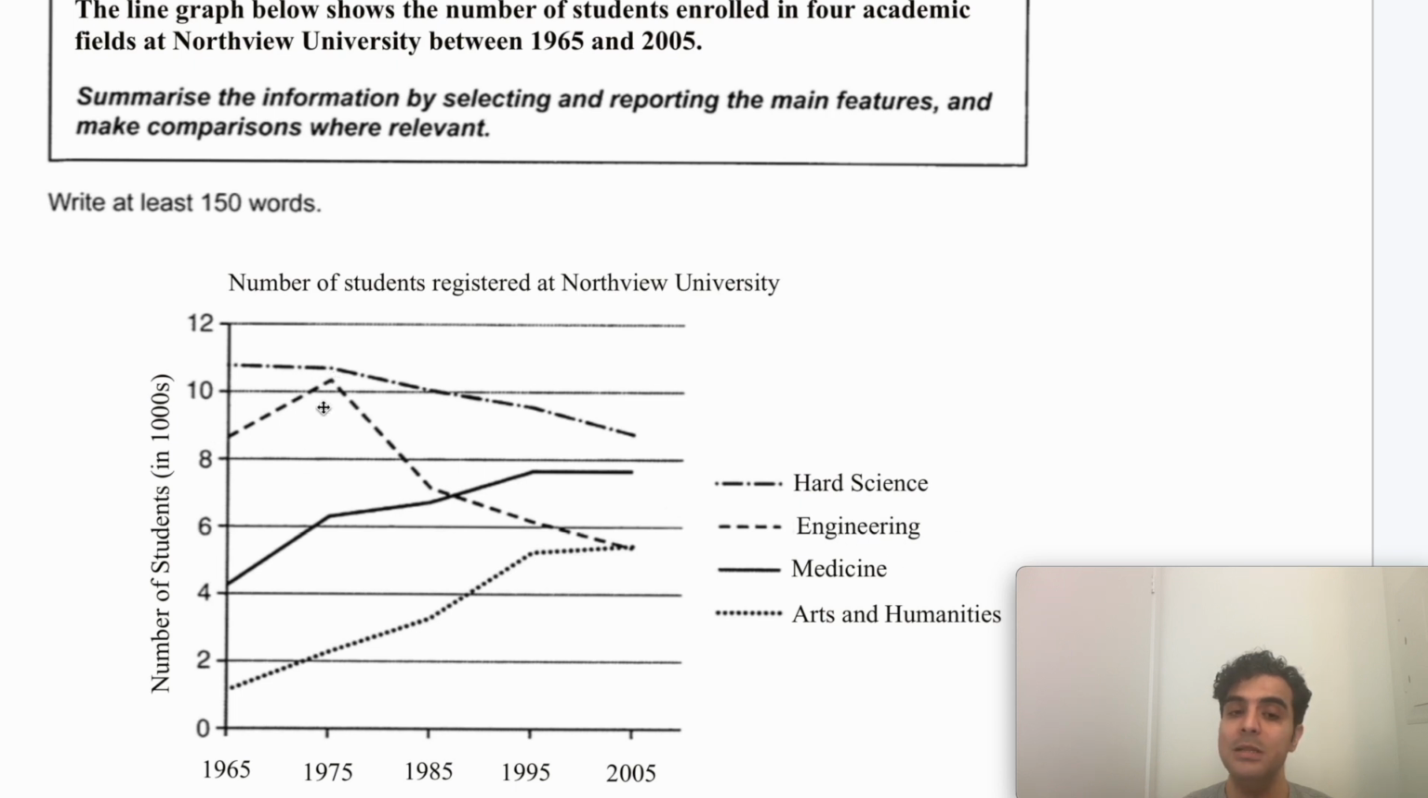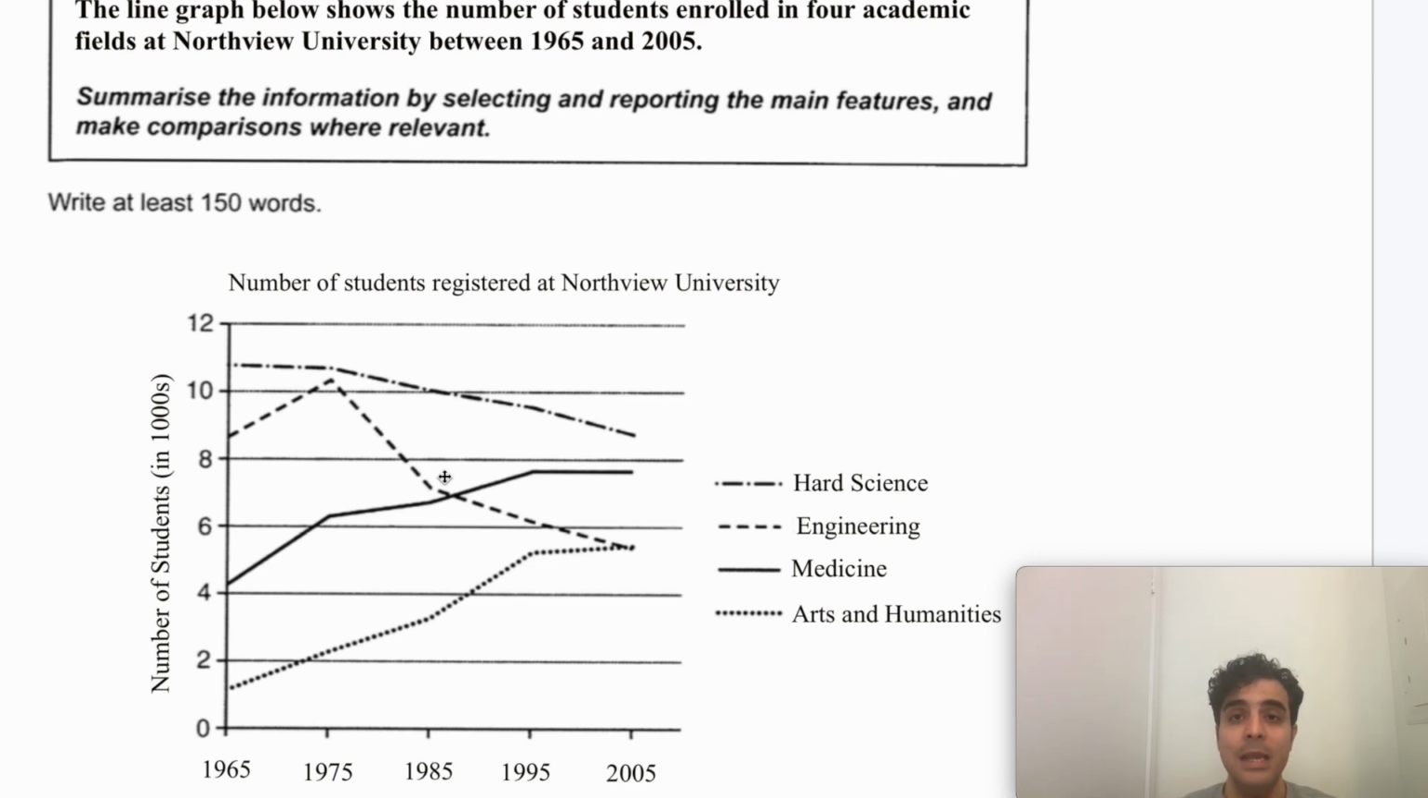Well, it increased from 1965 to 1975. How much did it increase? It increased from over 8,000 to over 10,000 students. Okay, let me see if I can put all of this together in a sentence. I can say the number of students enrolled in the engineering majors at Northview University increased from 1965 to 1975 from over 8,000 to just above 10,000 students.